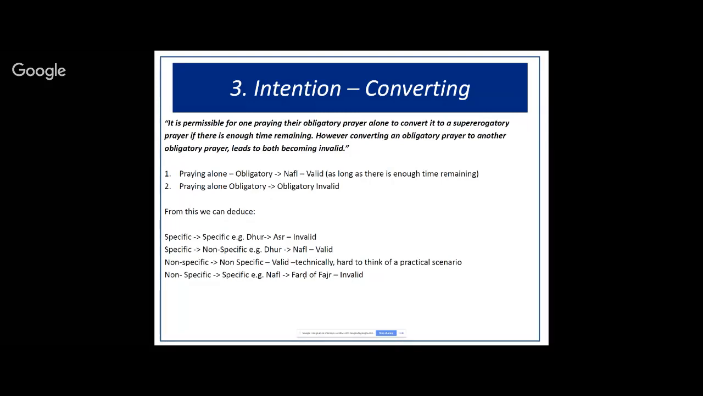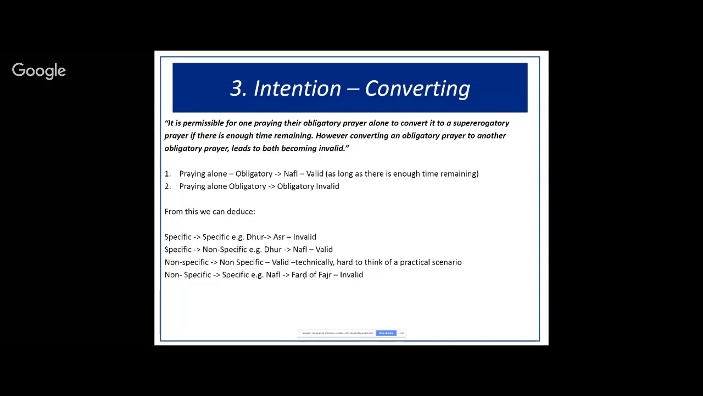This is invalid, both the Hanbali madhab and the class position, because you cannot change from an obligatory to obligatory. Now, from these two scenarios, we can deduce the following. There's specific and non-specific, what I mentioned earlier.